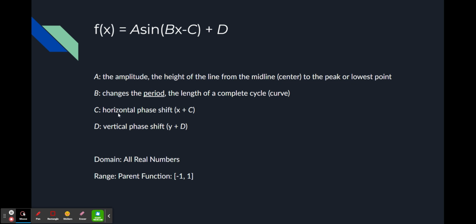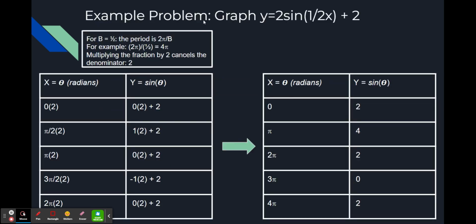C is the horizontal phase shift, x plus c, and d is the vertical phase shift, y plus d. The domain is all real numbers, and the range of the parent function is negative 1, 1. The range is going to change depending on the graph. Now let's do our example problem.